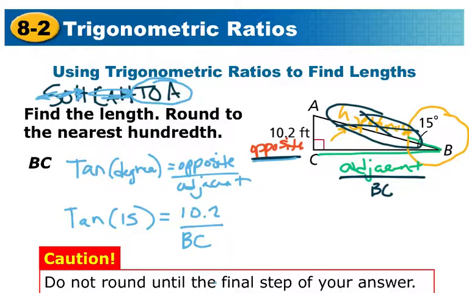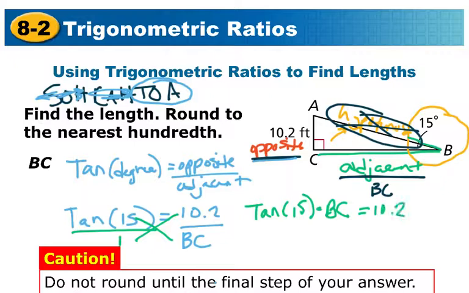Alright, so in order to solve this, hopefully you can see that this looks very much like a proportion, and so we're going to use proportions to solve. For instance, I'm going to take tangent of 15 and multiply it by BC. And that's going to equal 10.2 times 1. So the right side doesn't look weird, just 10.2 times 1, okay. But the left side does.